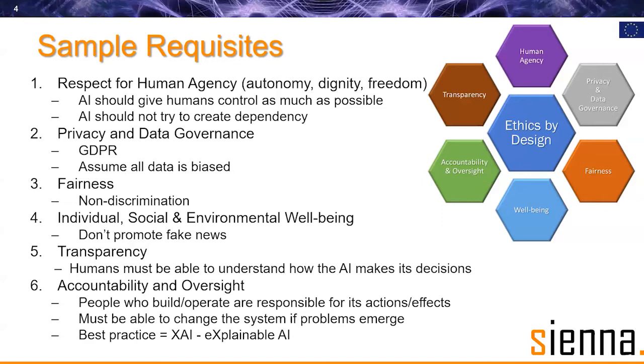With data, obviously, it's going to have to be compliant with the GDPR. And one of the things that we're very keen on, because data bias is so much of a problem in the ethics of AI, is our requisite is you assume all data is biased until you have proven otherwise. In terms of well-being, we've covered individual well-being, social well-being, and particularly in the case of robotics with materials and so on, the impact on the environment. And throughout the whole ethics by design process, there's a very, very strong emphasis on as much transparency as is possible.